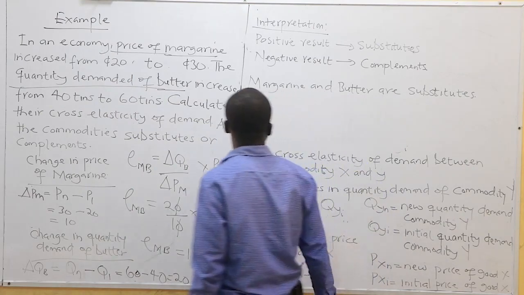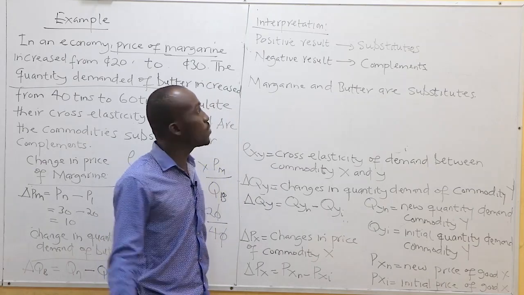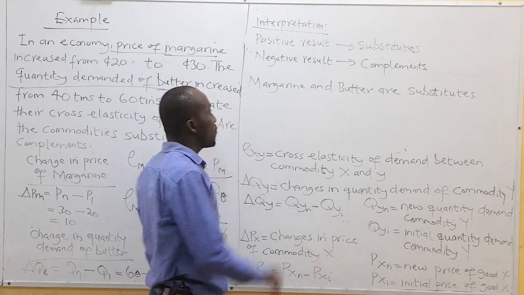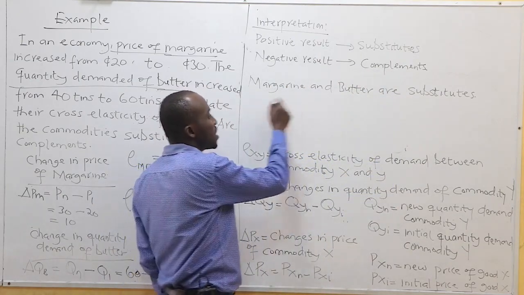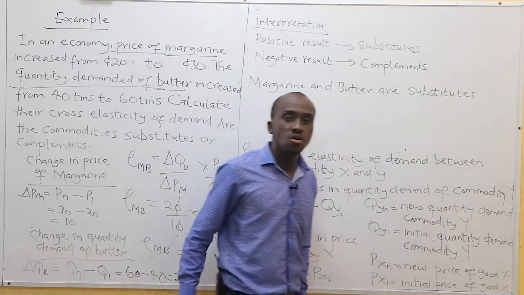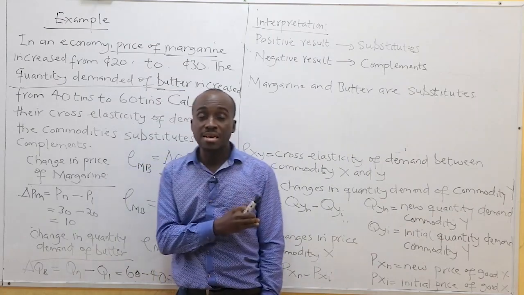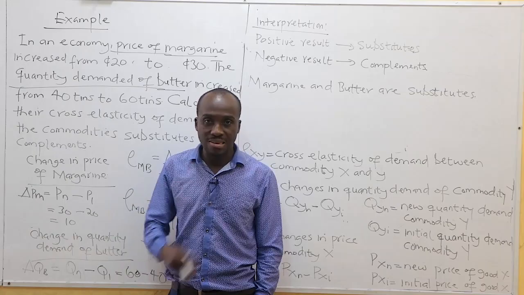Interpretation. With cross elasticity, or some people say cross price elasticity, it is the same thing. If you get positive, they are substitutes. If you get negative, they are complements. So here, margarine and butter are substitutes. So that is just one. This is not the data response anyway. This is just an illustration to help you understand the formula.